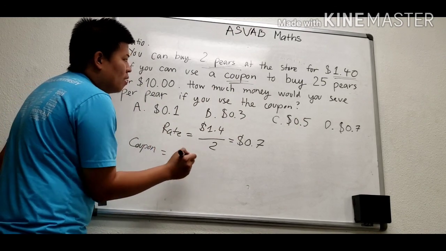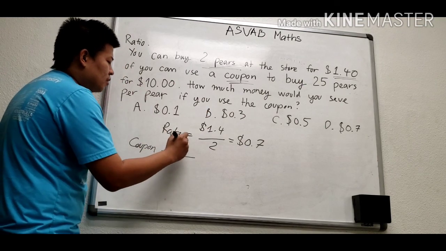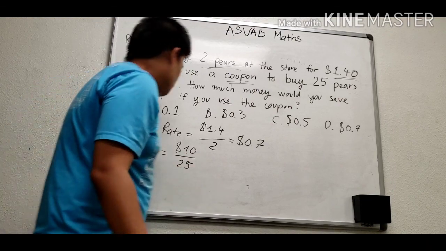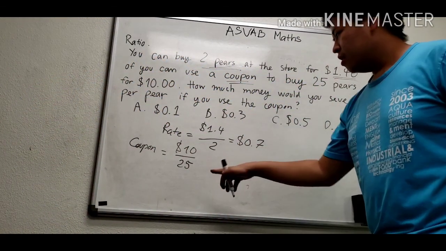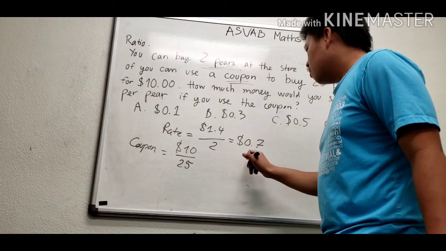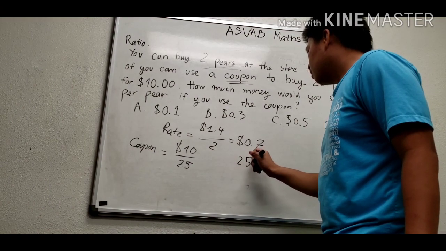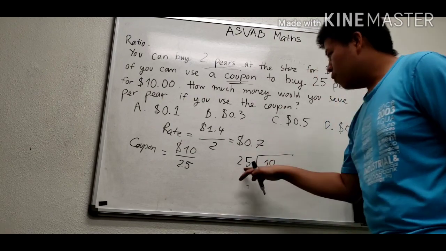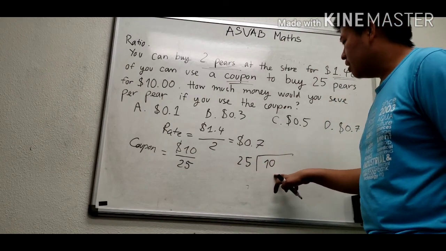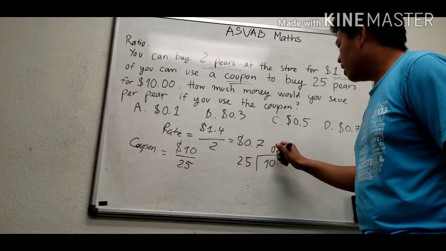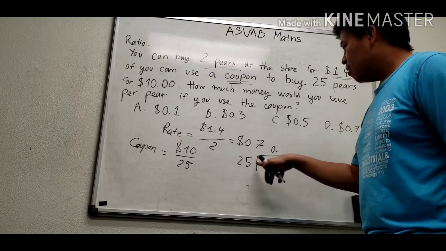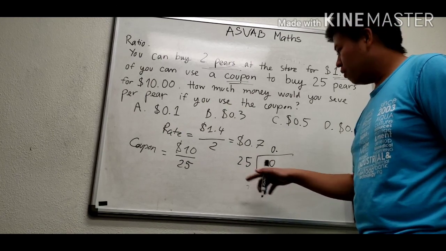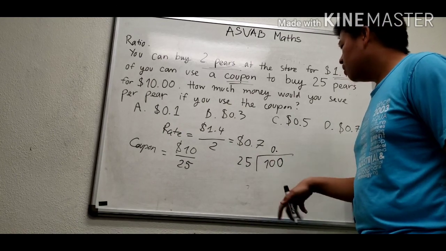and if you use the coupon, we just use about $10 divided by 25. So we will do about division in here. We have 25 divided by 10. So we know that 25 is higher than 10. We have another decimal number in here because we don't have enough number to divide with 25. So we have another 0.